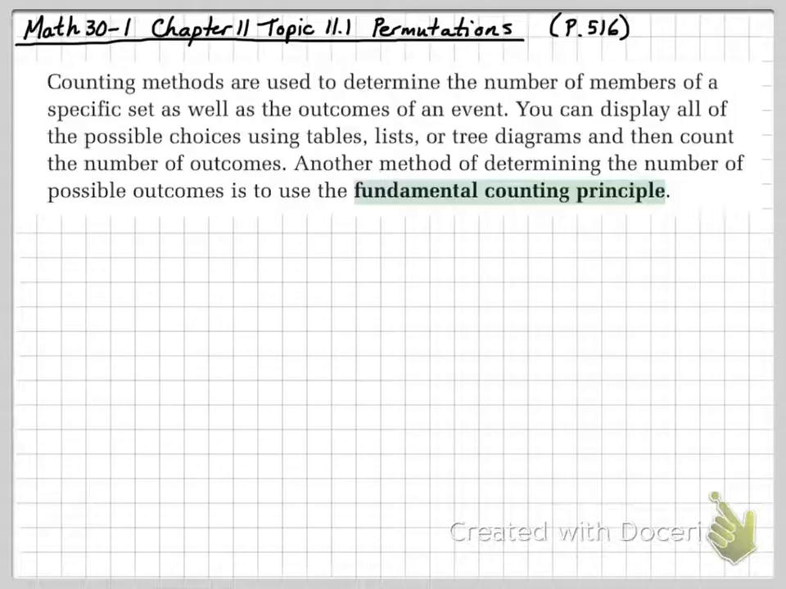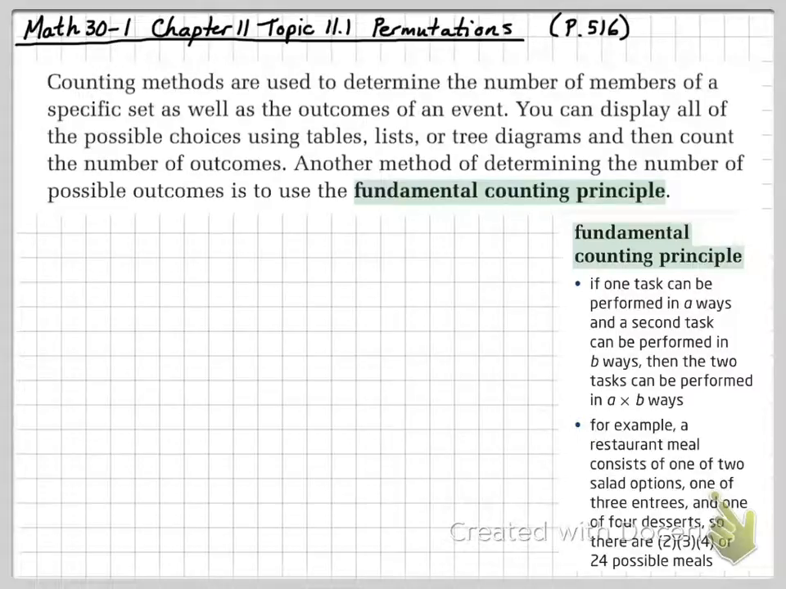Another method of determining the number of possible outcomes is to use what is called the fundamental counting principle. The fundamental counting principle says that if one task can be performed in A ways, and a second task can be performed in B ways, then the two tasks can be performed in A times B ways. For example, a restaurant meal consists of 2 salad options, one of 3 entrees, and 4 desserts. So that would mean that there would be 2 times 3 times 4, or 24 different possible meal combinations.